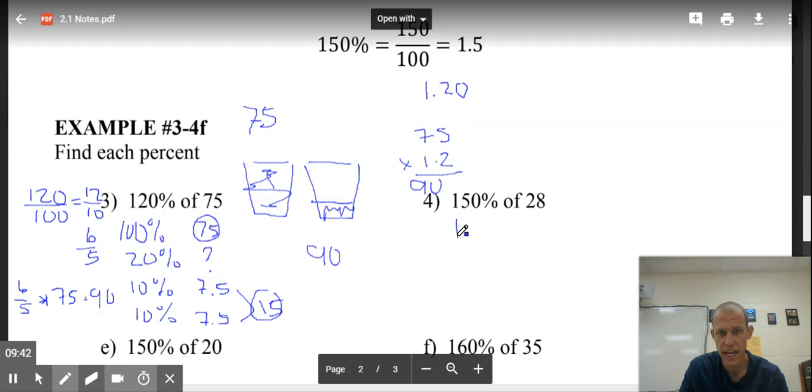So if I look at 150%, that would be the number 1.5, 160, 1.6, and so on and so forth. But they work the same way. So hopefully you now know how to calculate percents in a variety of different ways.